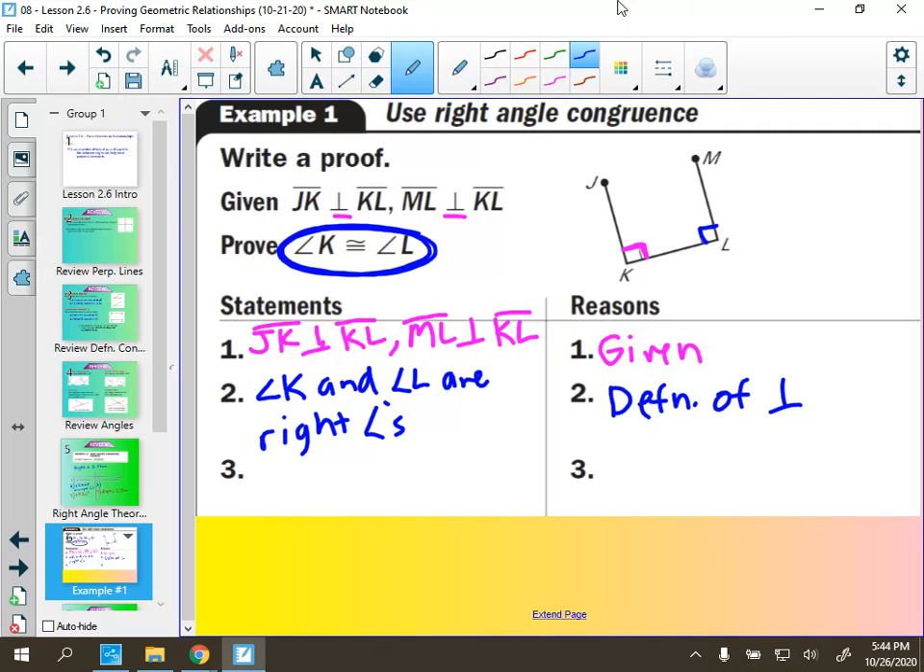The last thing: are we able to say this now? Can I say that angle K is congruent to angle L? Well, absolutely. It goes back to the note we just took. How do we know they have to be congruent? Because we said every right angle has to be congruent. That was the right angle congruence theorem.